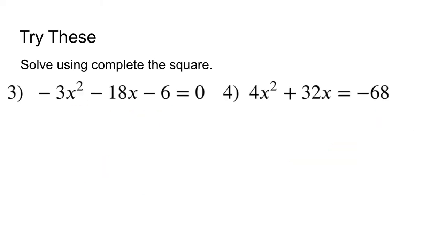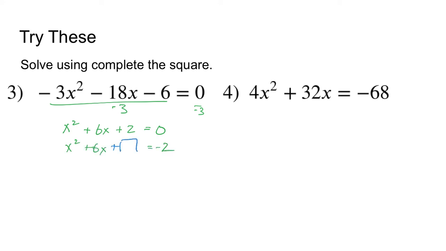Number 3. First thing I'm going to do, I want to get rid of that negative 3. So let's go ahead and divide both sides by negative 3. That'll give me x squared. Negative 18 divided by negative 3 is positive 6. Negative 6 divided by negative 3 is positive 2. I'll subtract my 2 from both sides.